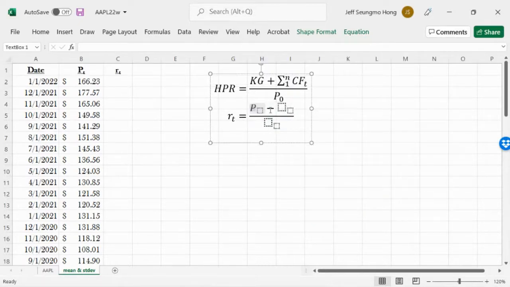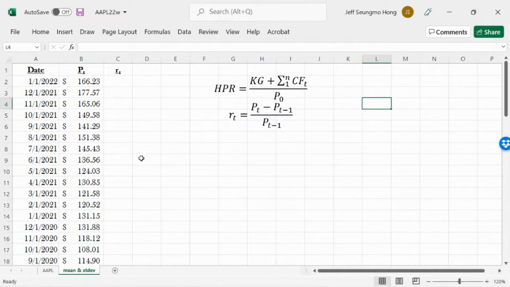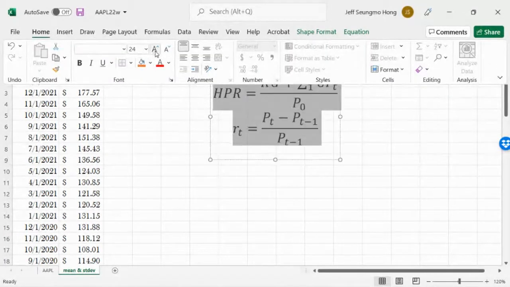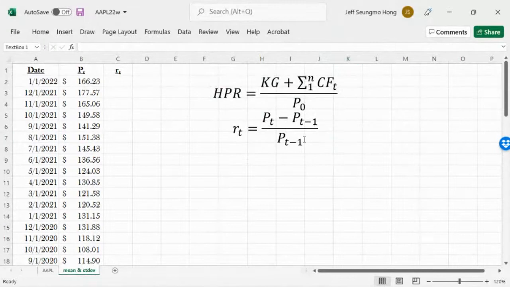price at time t minus price at time t minus 1, over price at time t minus 1. Now, this is the single period version of return. Why? First of all, P_t minus P_t-1, that's the capital gains, right? Let me make the whole thing a little bigger. Okay. That's capital gains.